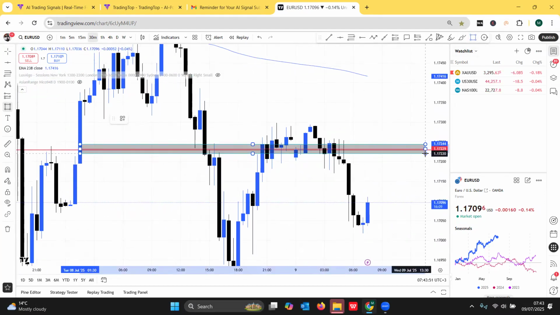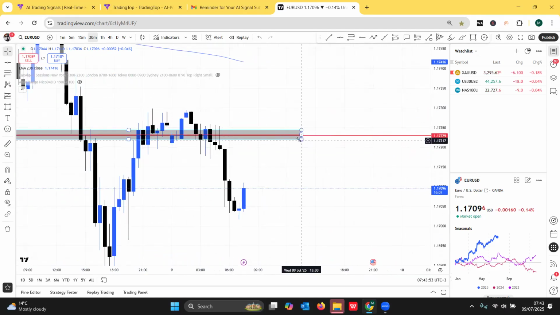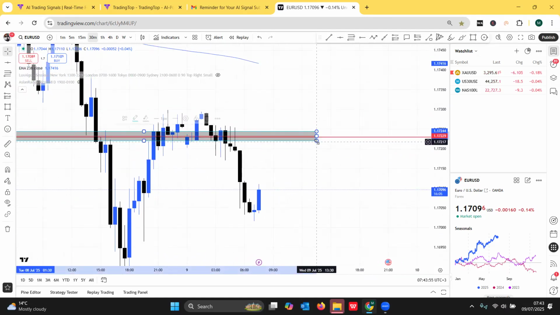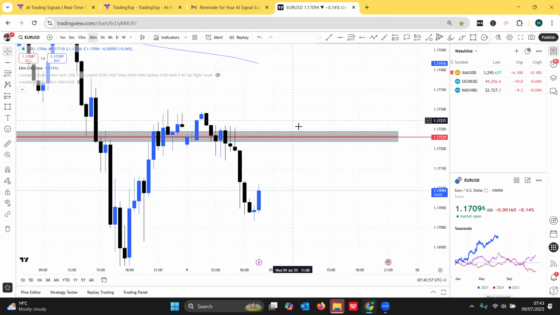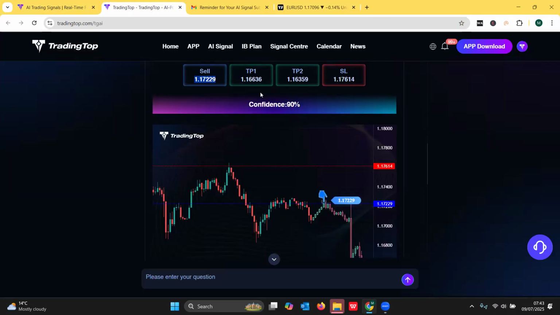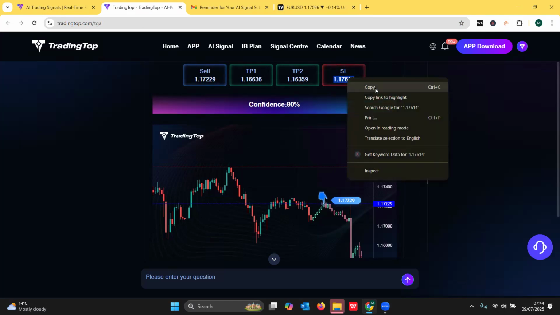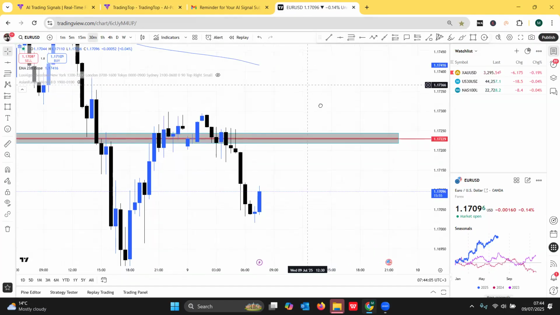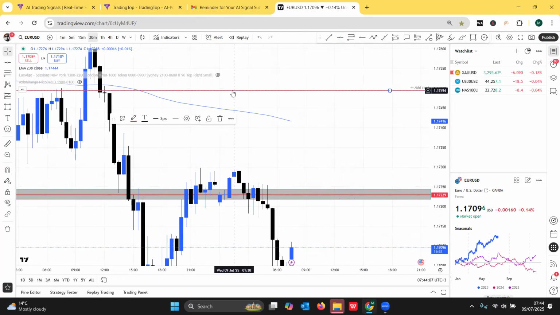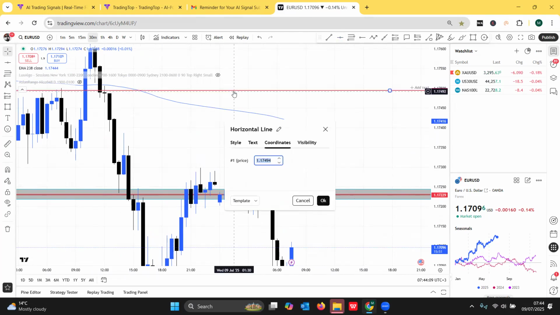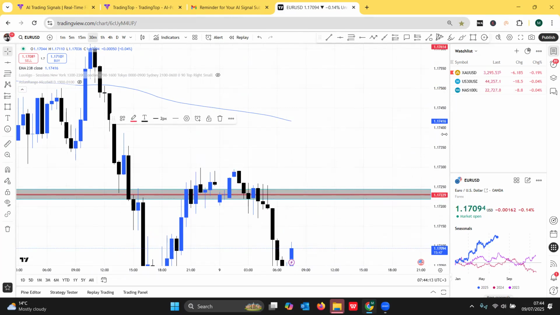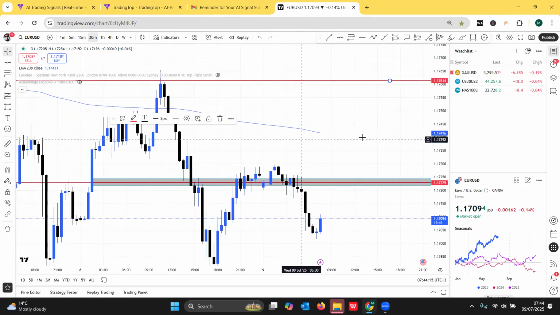Because the AI will give you a very big stop loss, but it will still give you 1:2. Let's take a look at the stop loss. The stop loss is here, just to make sure that you guys are protected. The AI gives you a kind of wider stop loss. So let's put it there. This is where the stop loss is.